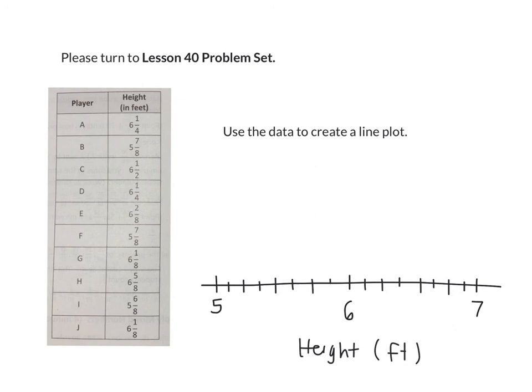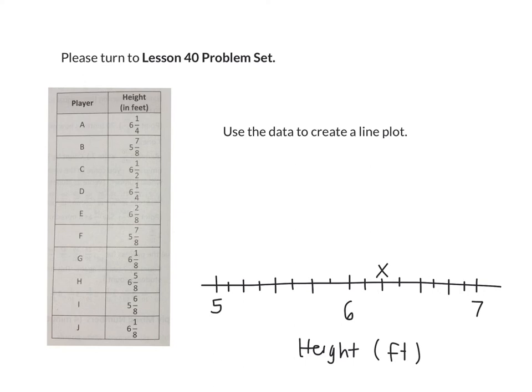Player A is 6 1/4 feet. So I can take a look and I can say that 6 1/4 would be right here because 6 1/4 is the same as 6 2/8. Remember that, and then I'm going to put an X there. Remember that when we make line plots, we use the same symbol for every piece of data. Right, Anshul? Yeah. Okay. So now we've marked 6 1/4.